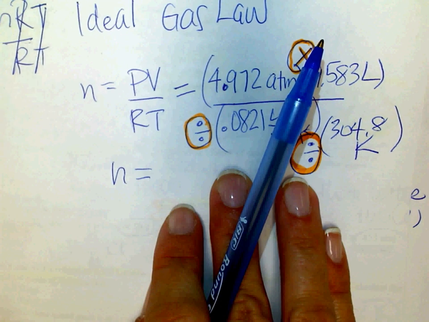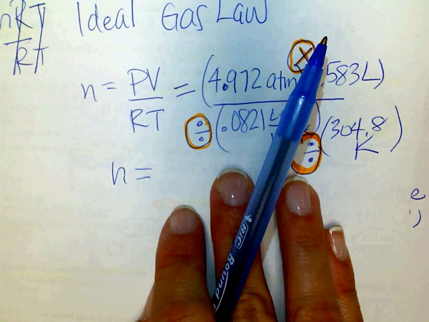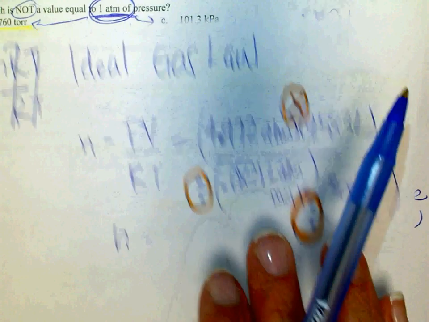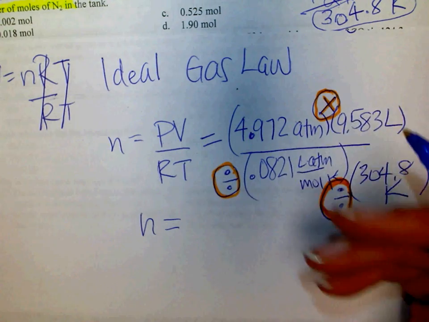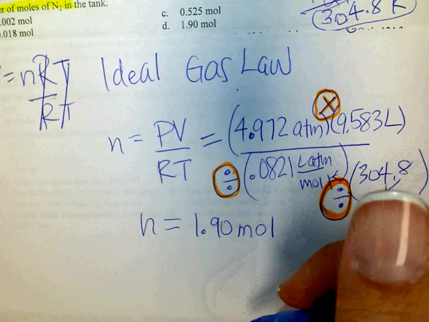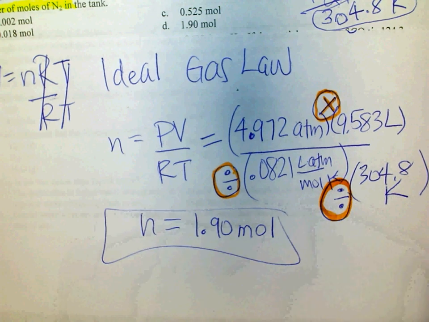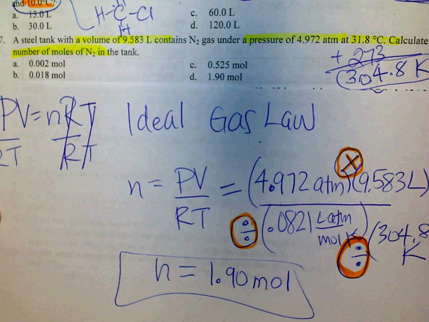Garth, what's the right answer for number 17? Go ahead and tell me, please. Answer is D. It is 1.9 moles. All right. Letter D. Thank you, Garth.